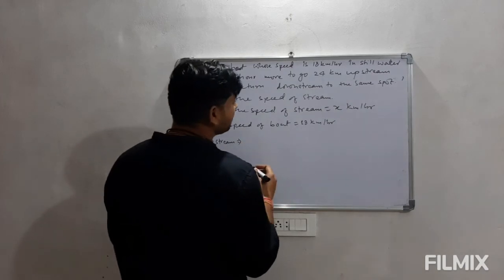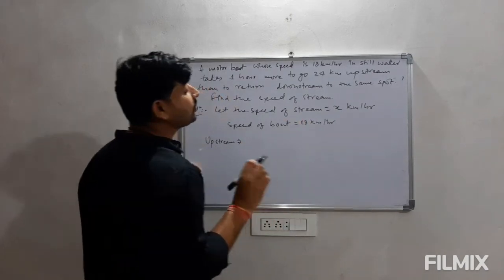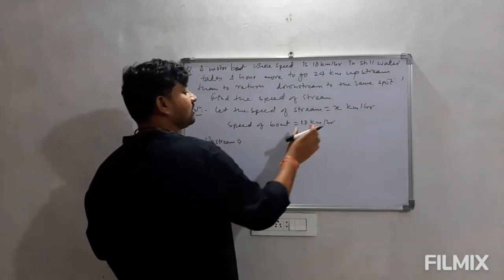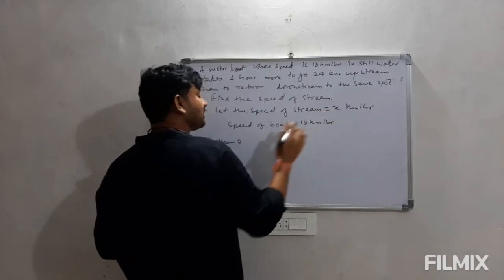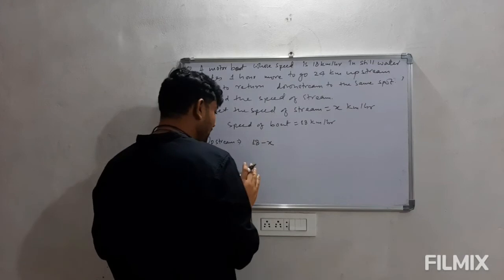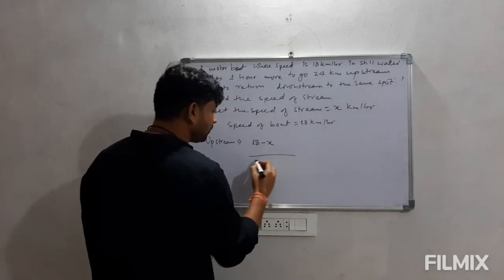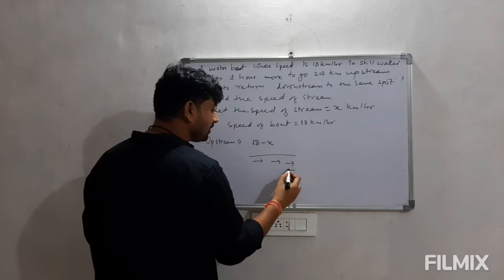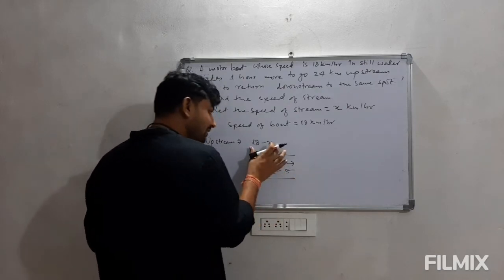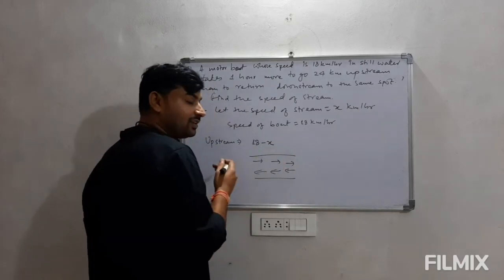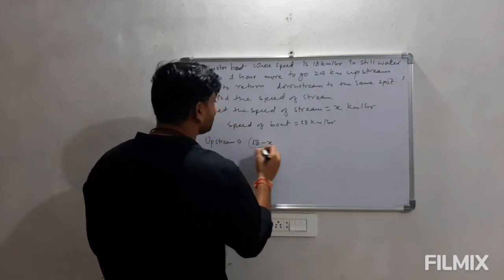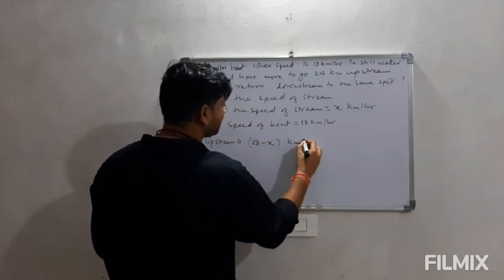The speed upstream will be, when we talk about upstream, it is against the speed of stream. So the speed of boat must be greater than the speed of stream, so it will be 18 minus x. These are moving in two different directions. Let us suppose stream is moving from left to right, then the boat is moving from right to left. So the speed of boat must be greater than the speed of stream, then only the person in the boat can move. So the upstream speed will be 18 minus x km per hour.